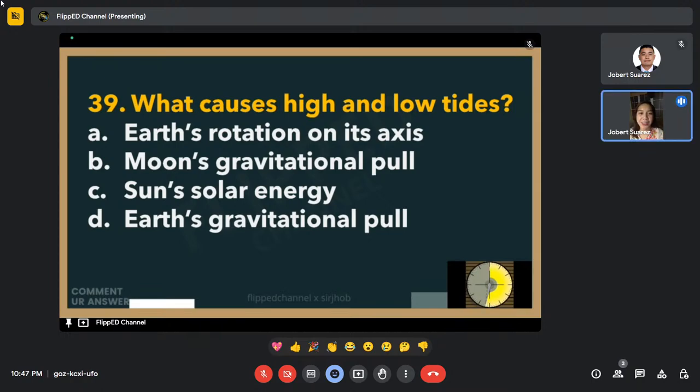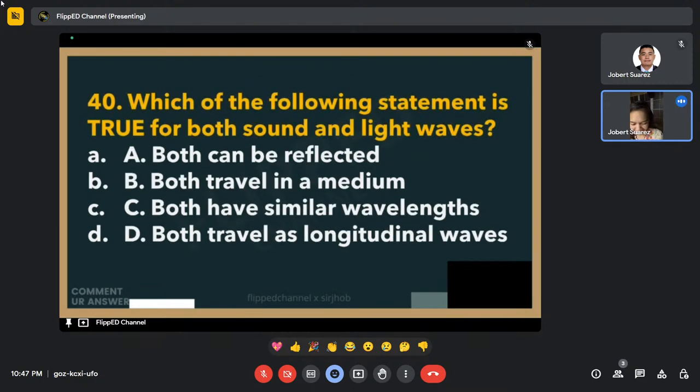Time's up! The correct answer is letter B, Moon's gravitational pull. So pag high tide, low tide, buwan. Okay? Next, number 40. We're almost there, kaguruan. Which of the following statement is true for both sound and light waves?